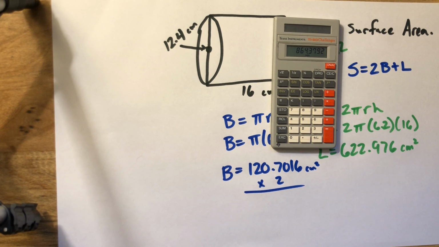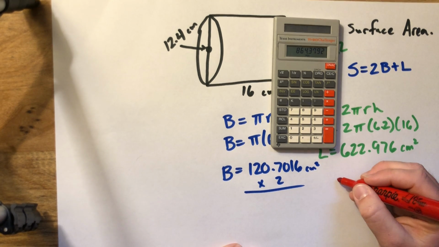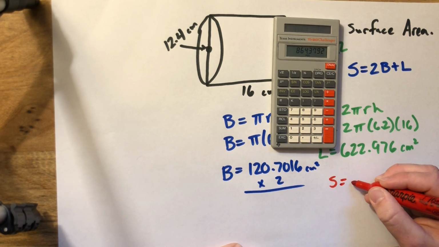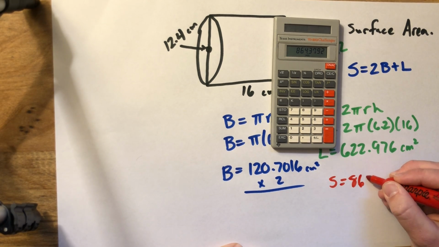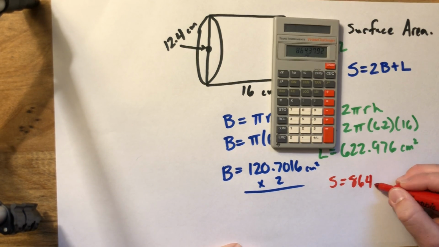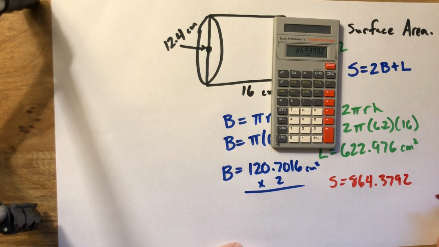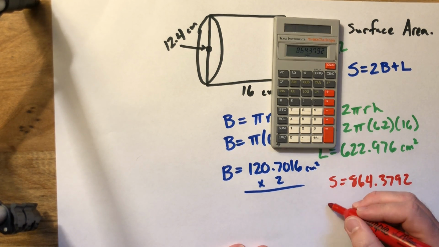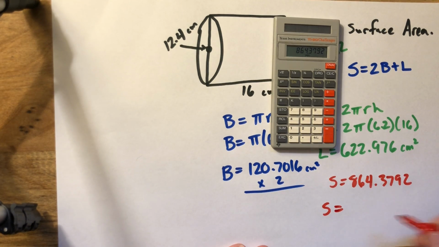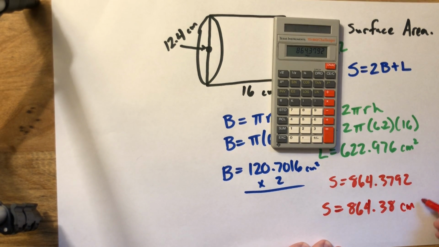Unrounded answer, surface area equals 864.3792. Let's round to the nearest 100th. Sounds good to me. Surface area equals 864.3. 9 rounds the 7 up to 8. Looks good. Centimeters squared.